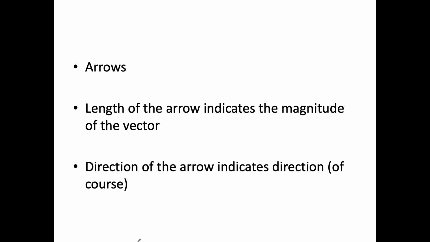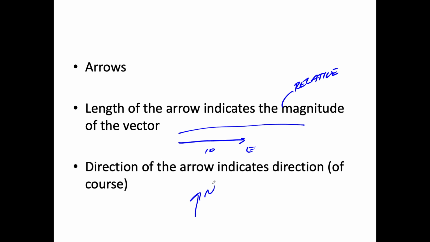So now we go with arrows. The length of the arrow indicates the magnitude, and I'm going to call it the relative magnitude, because we're not going to have a ruler or a scale. If this is 10 centimeters, fine; if I want to go 20, I increase it that way. The direction of the arrow, with an arrowhead on it, is due east or to the right. This is north or up. You get the idea. The arrow tells us in which direction it's going.